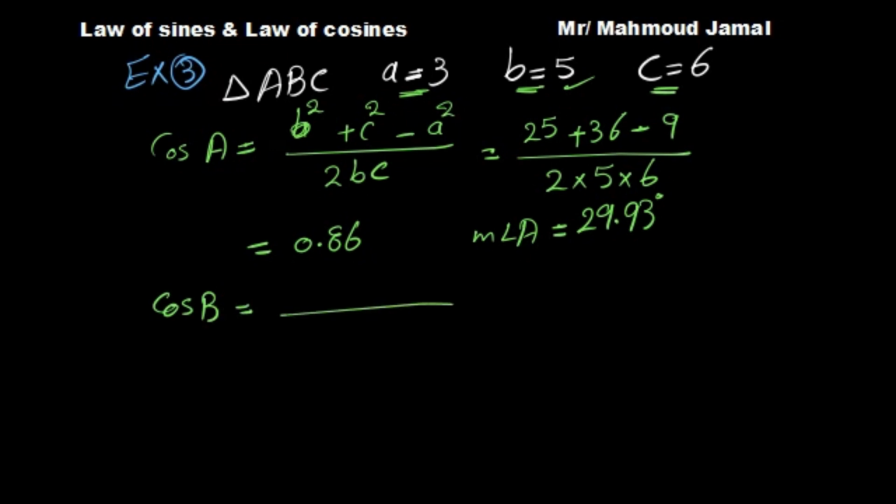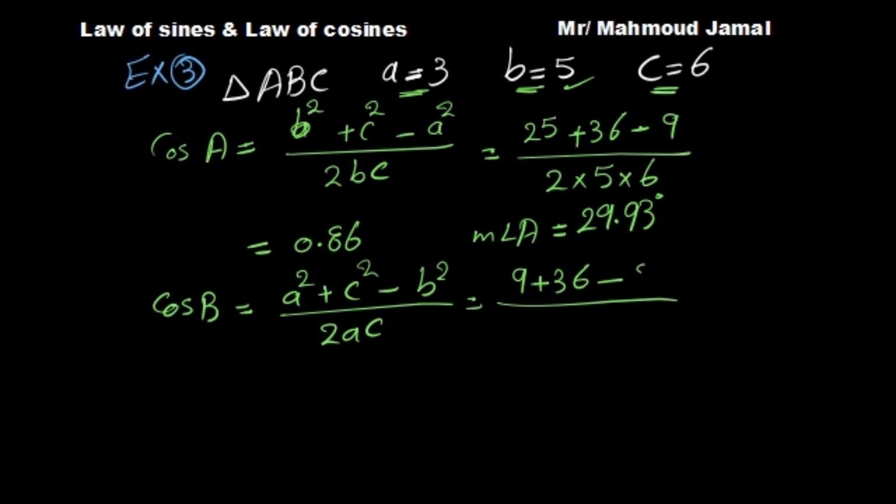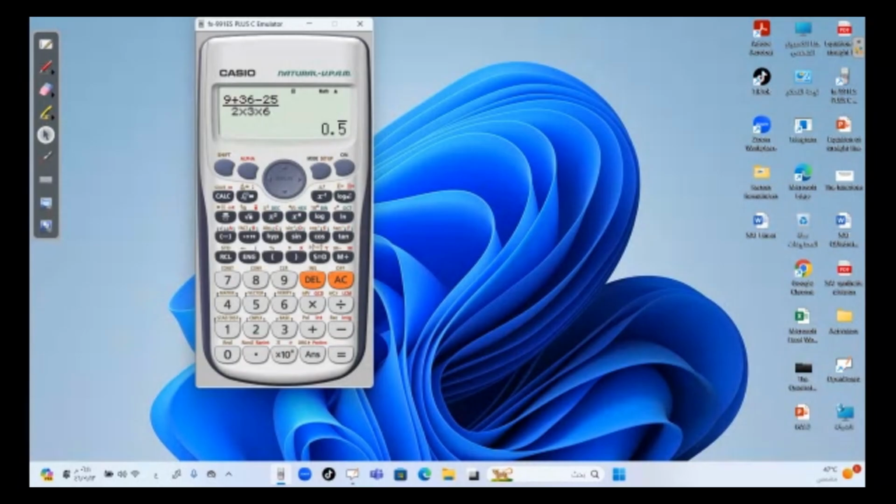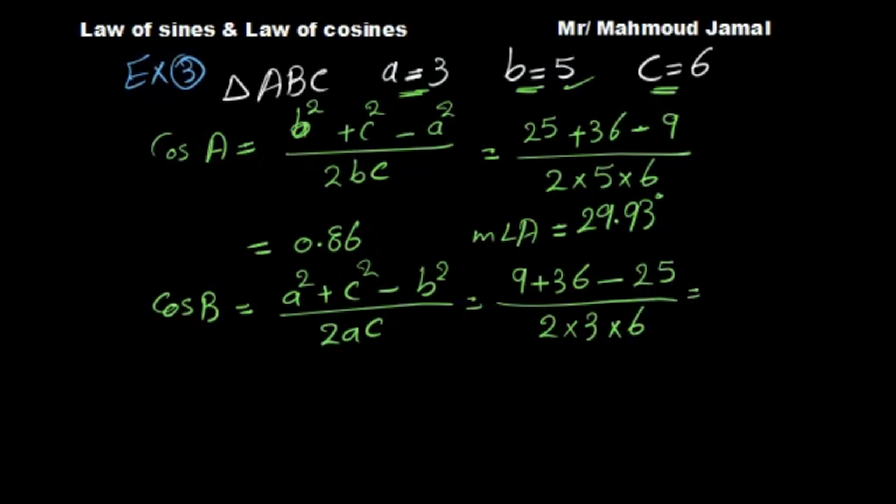And I can find cosine B by using the same rule. Down has to be 2AC, and up A power 2 plus C power 2 minus B power 2, which equals A power 2, which is 9, plus C power 2, 36, minus B power 2, 25, over 2 times A, 3, times C, 6. This is 0.5.